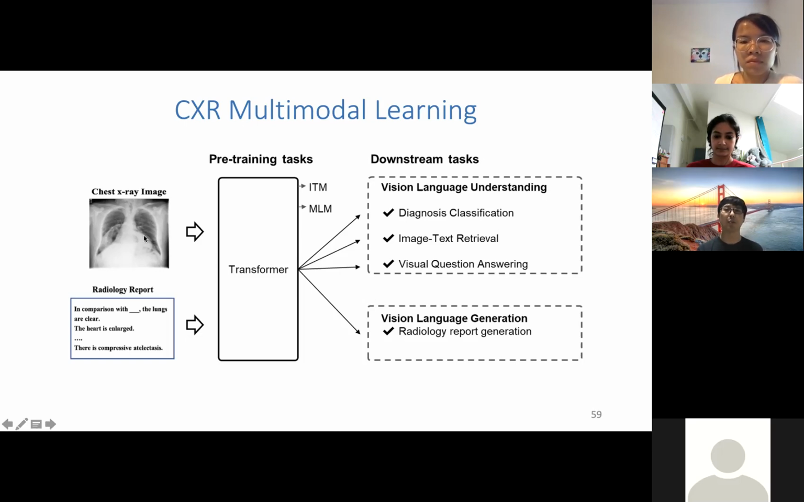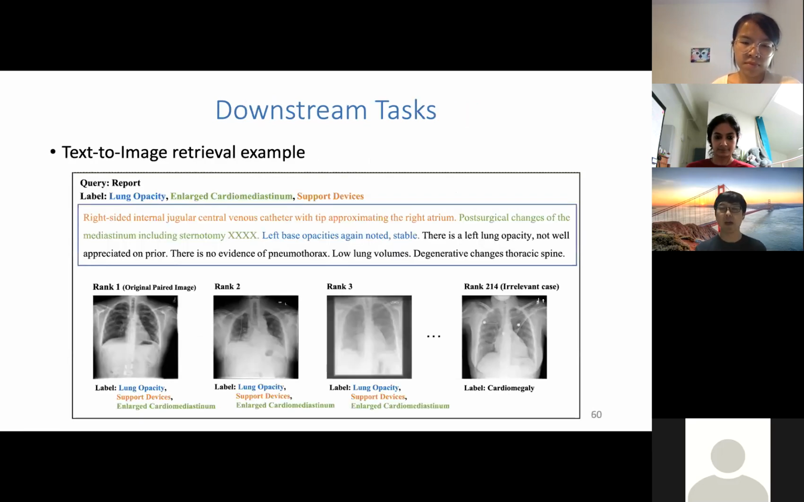This is like radiology report generation. Given an image, you can ask the model to generate the report by itself without human intervention. So a lot of interesting stuff can be applied as a downstream task, given a model that understands both modalities at the same time.